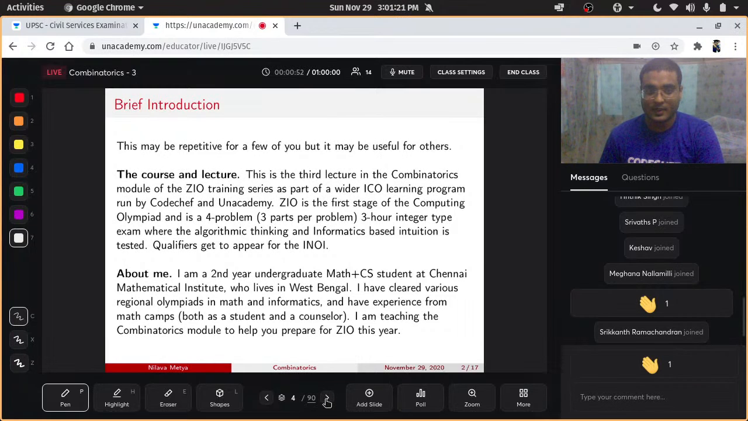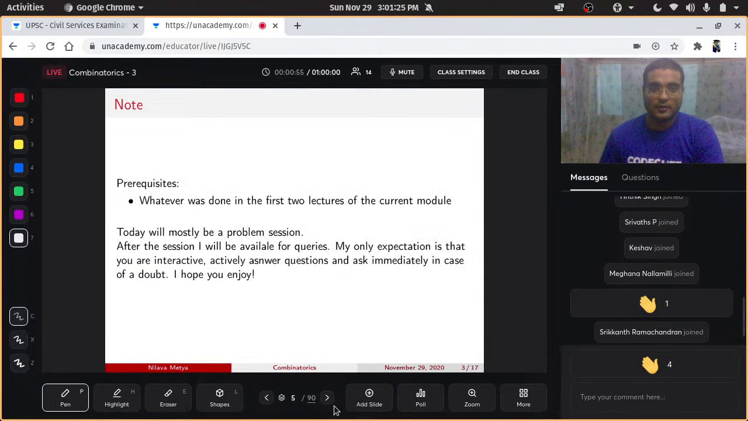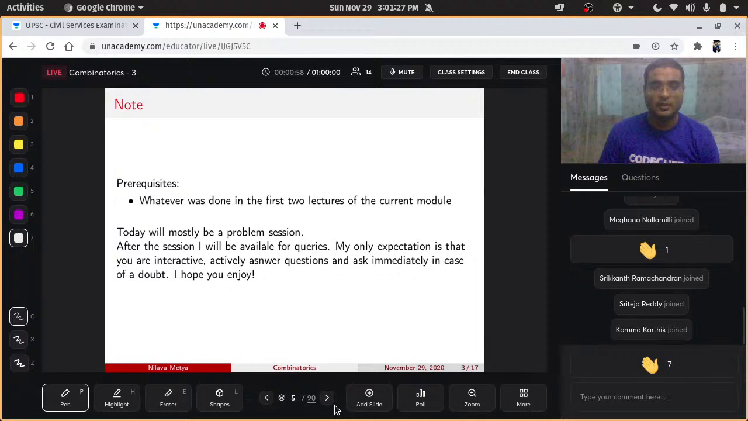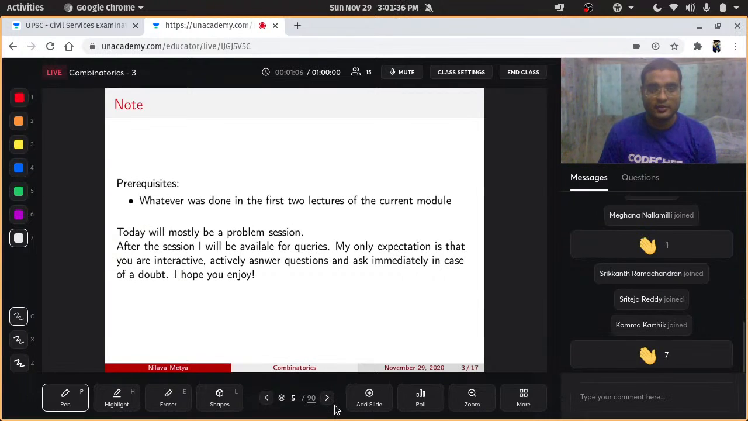Now, the prerequisites of the third lecture is whatever was done in the first two lectures of this combinatorics module. So today will mostly be a problem session, and after the session, as always, I'll be available for queries. And please be a nice audience to me. My only expectation is that you interact with me well and keep on answering my questions as I ask. And if you have a doubt, stop me immediately in the middle, as in just ask in the comments or in the questions.